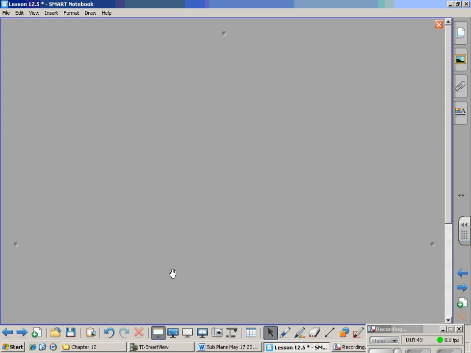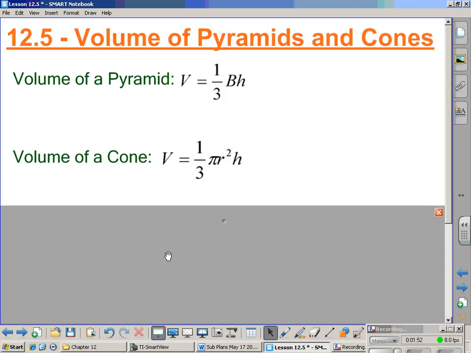And so for a cone, the volume is 1/3 area of the base times the height still, except the base of a cone is a circle. So instead of doing big B for area of the base, we're going to do pi r squared here for the area of a circle, which is still the area of the base because the base is the circle. So the two formulas you need to know are volume of a pyramid, which is 1/3 area of the base times the height, and volume of a cone, which is 1/3 pi r squared h.